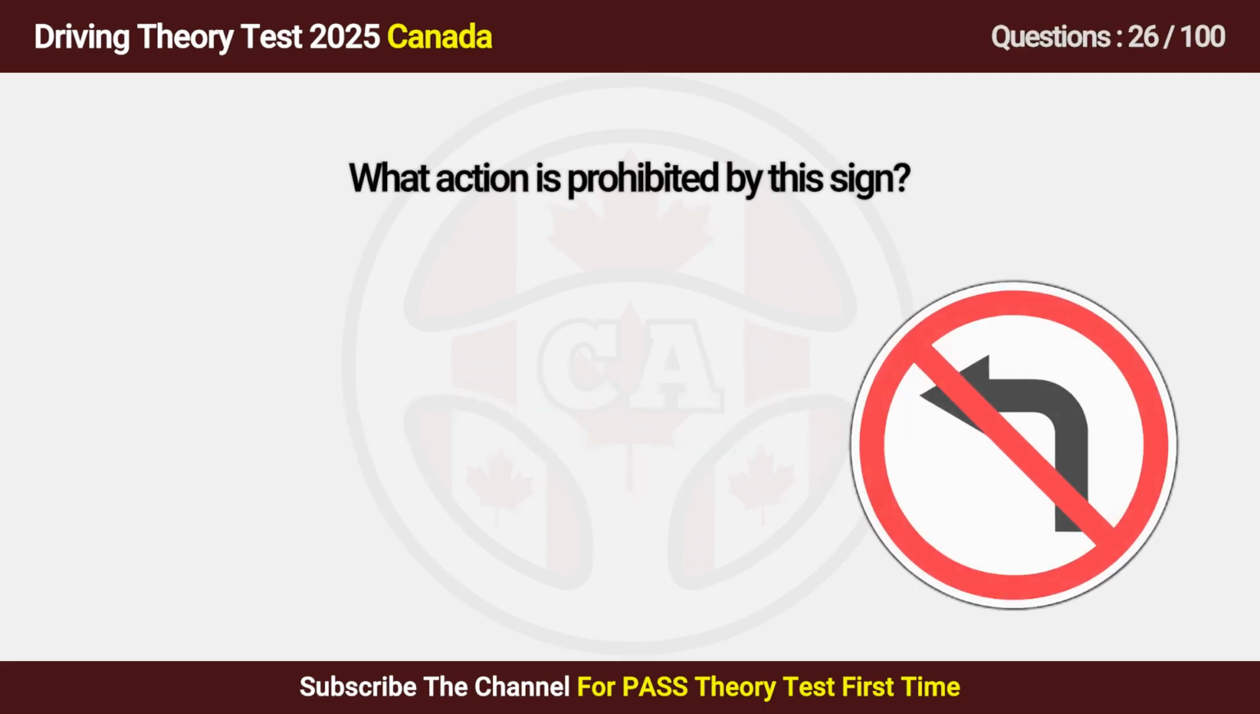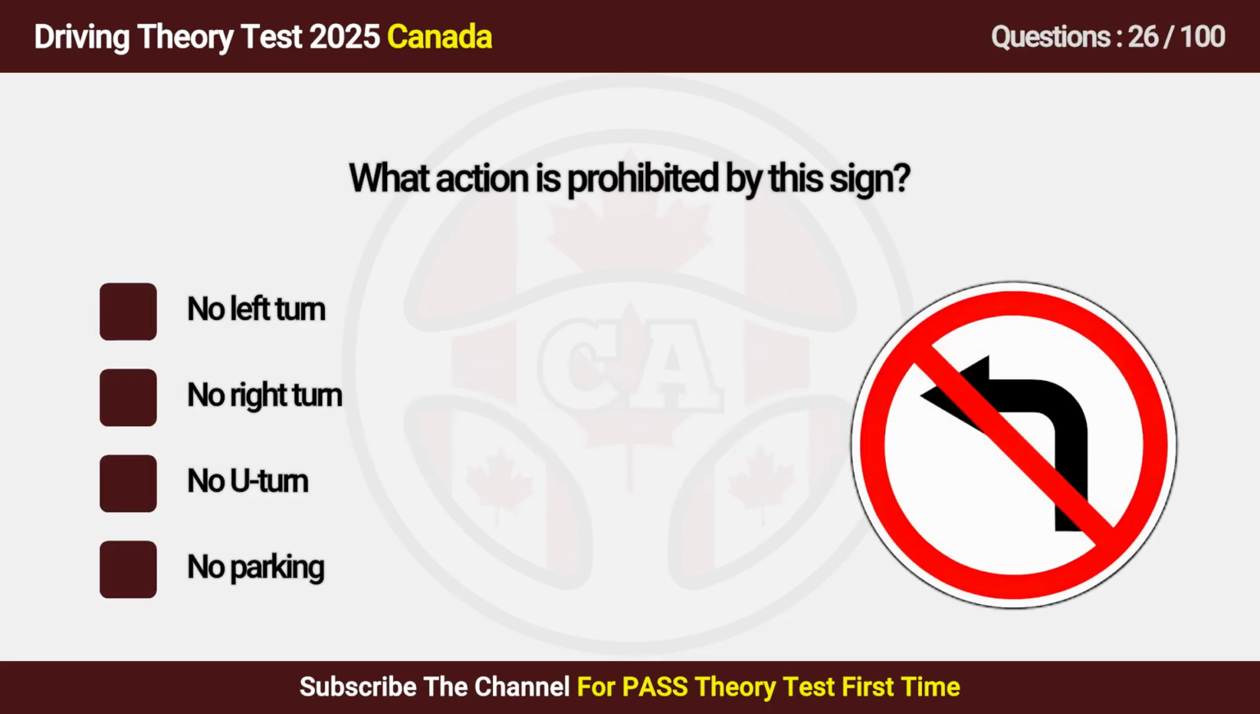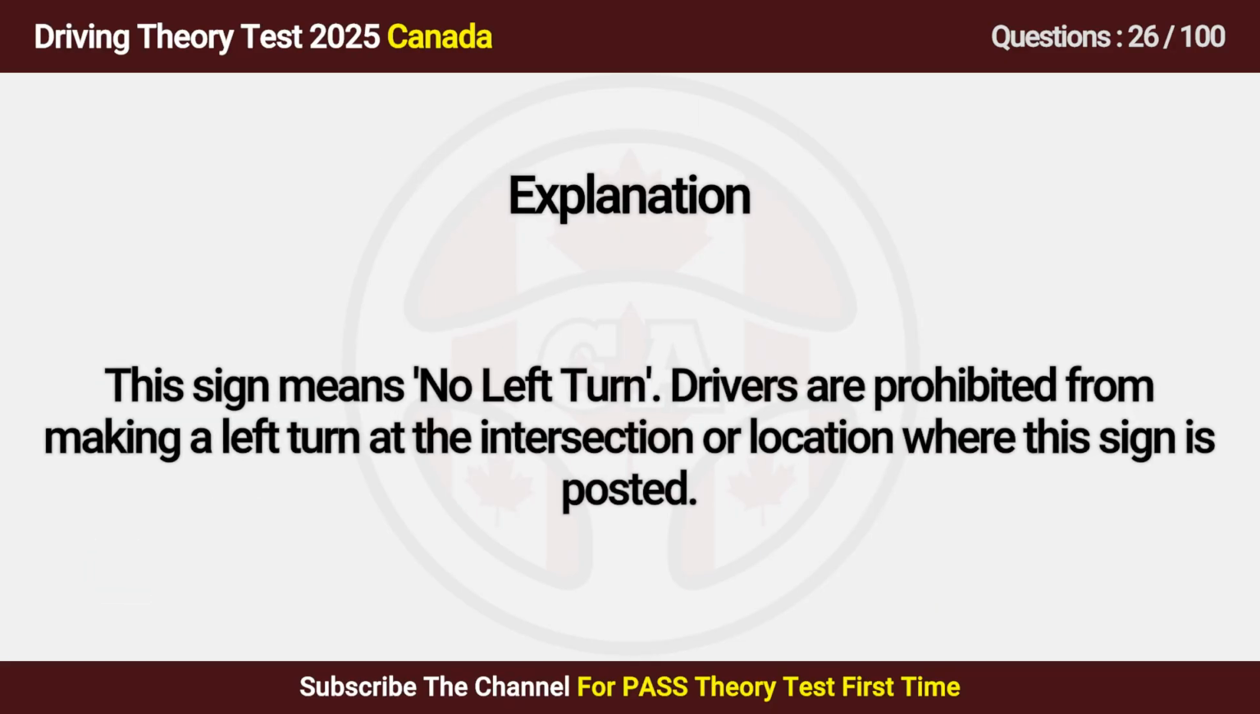Question 26. What action is prohibited by this sign? A. No left turn. B. No right turn. C. No U-turn. D. No parking. Answer is A. No left turn. This sign means no left turn. Drivers are prohibited from making a left turn at the intersection or location where this sign is posted.